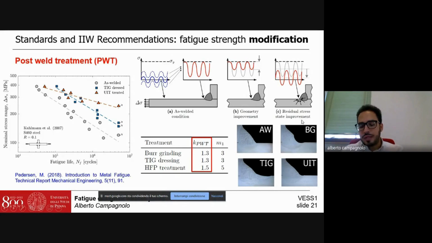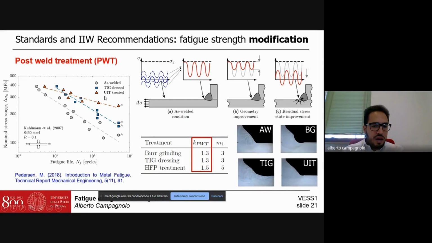Another improvement instead is that which allows to reduce the residual stress state close to the weld toe side. Therefore, by introducing, for example, a negative, compressive residual stress state, we can reduce the shifting of the nominal applied stress. And also this treatment allows to increase the fatigue strength of the joint.